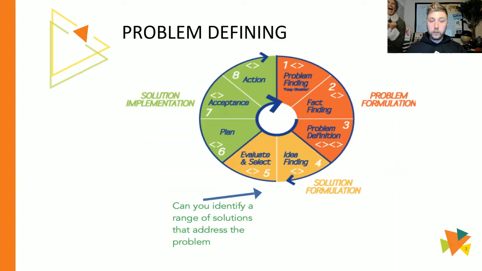So we briefly start with looking at the creative problem wheel. We see that stage one is problem finding. We lead with fact finding, problem definition, idea finding, evaluating and selecting your ideas. Then we look into solution implementation, where we start planning, acceptance, and the action on the solution that you made. Now, we see that at the stage between idea finding and evaluating and selecting ideas, there's a range of solutions that address this problem between these stages here. And that's what we're going to look into today.